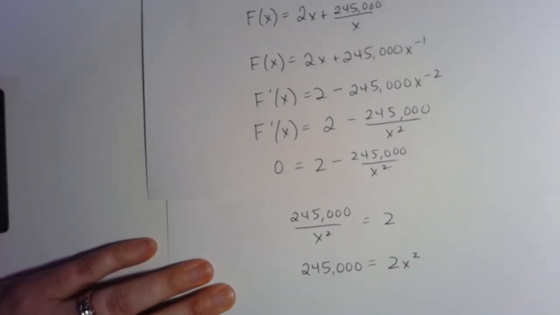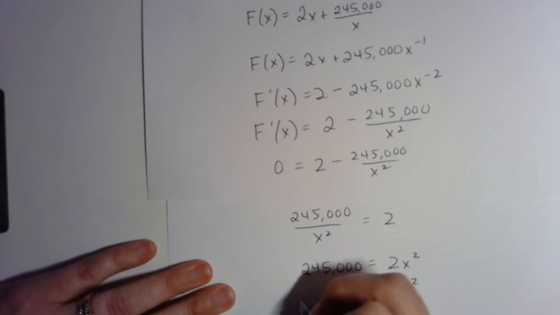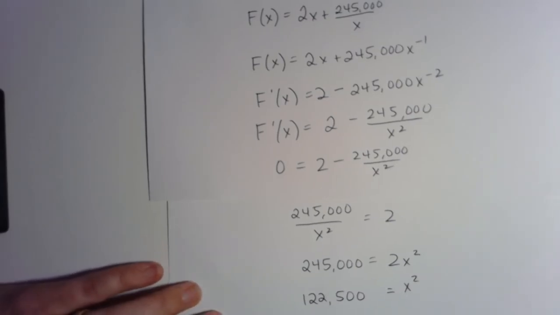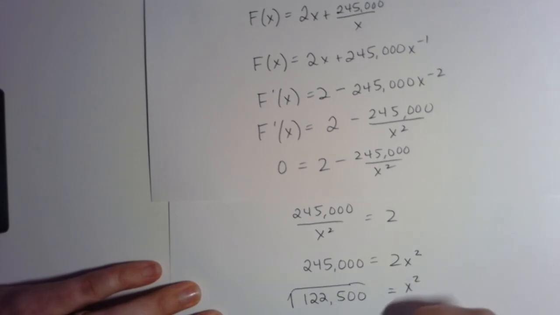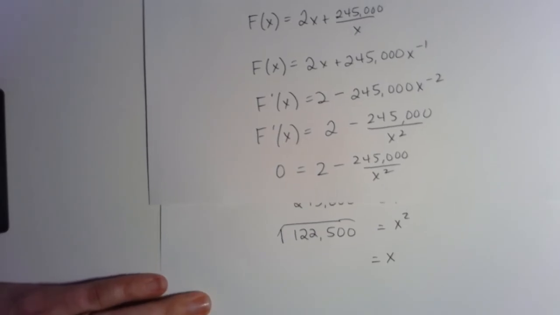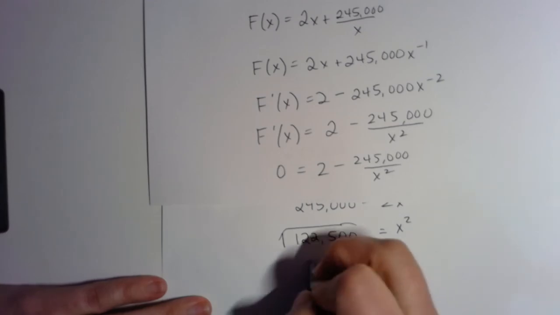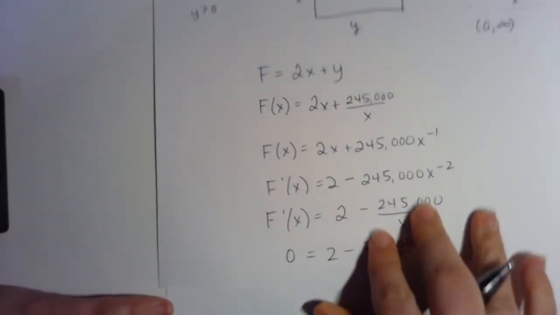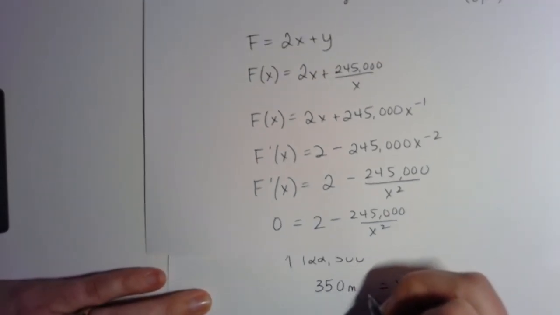And now if I divide this by 2, I get x squared equals 122,500. And then I'm just going to take the square root of this. I'm not going to put plus and minus in this case because I know that my side is a positive value, and the square root of 122,500 is very nicely 350. Okay, and so actually this one was in meters, so my x side is 350 meters.